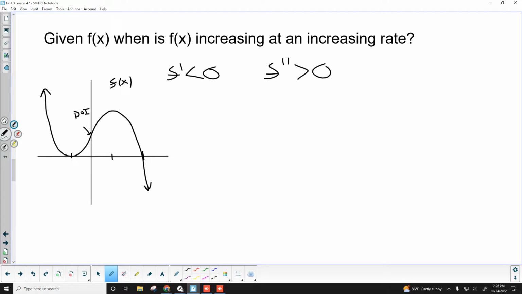Now, when we talk about increasing at an increasing rate, our instincts are correct. All of your instincts about decreasing at an increasing rate were wrong because you're not thinking about decreasing and increasing the right way. But this actually works out. Increasing at an increasing rate is increasing concave up.